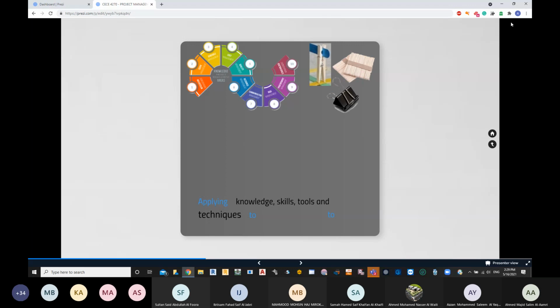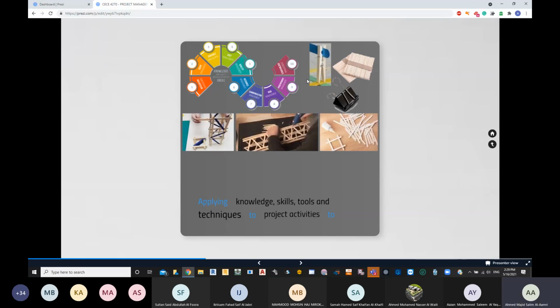Now if we want to talk about project management, properly managing your project, then we have the knowledge areas that we studied about. We have the tools. So here is the proper definition of project management: that we are going to apply knowledge, skills, tools and techniques to project activities, or the tasks, to meet the project requirements. So once again, we have some knowledge, some tools, and we have certain constraints or certain requirements at the end.